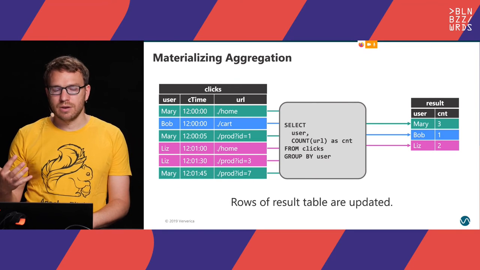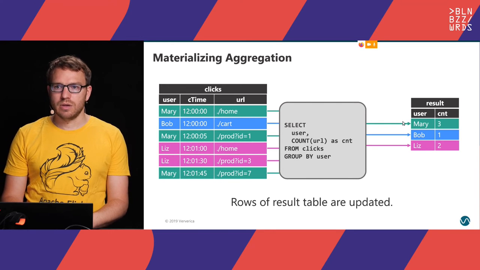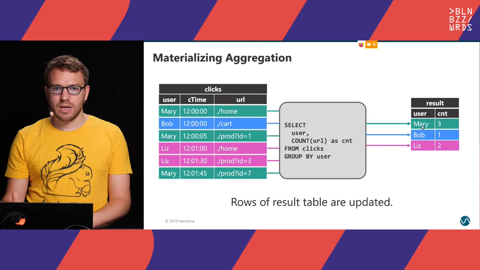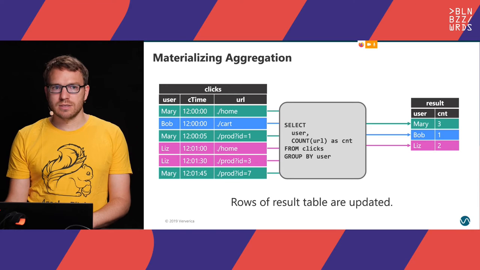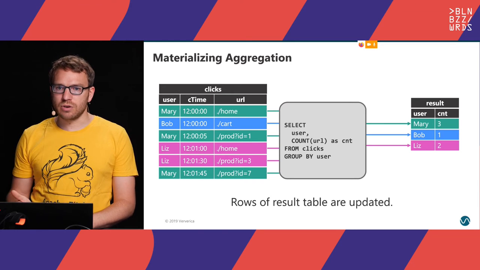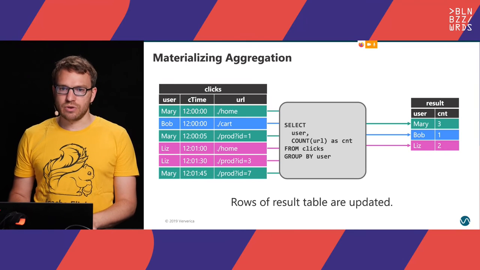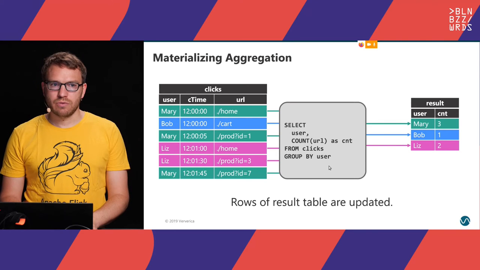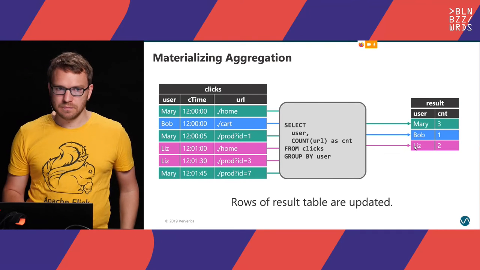So counting means I've seen another record for Mary. I have to increment now the count for this record. And then it said, okay, the new count here is 3, and internally also stored this intermediate result as a state, but also passed it on to the output of the query, so that the query could update the result in the external system. So this simple query basically has 3 different key-value pairs internally, one for Mary, one for Bob, and one for Liz.